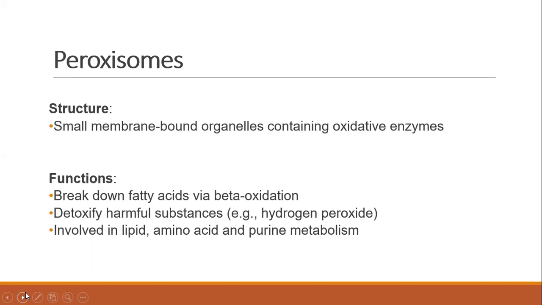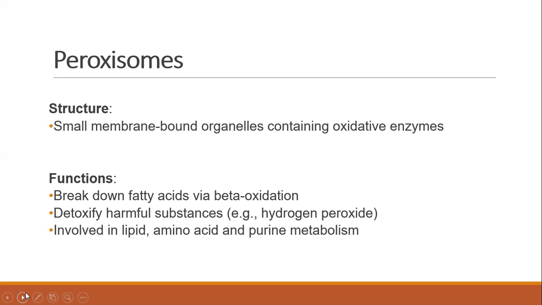The peroxisomes are small membrane-bound organelles containing oxidative enzymes. They help in the breakdown of fatty acids via beta oxidation. They are responsible also for detoxifying harmful substances.